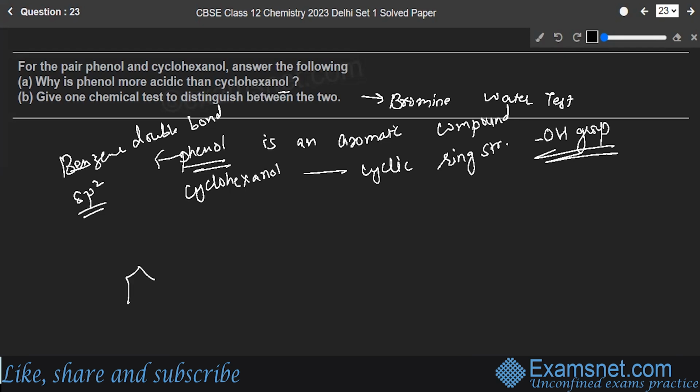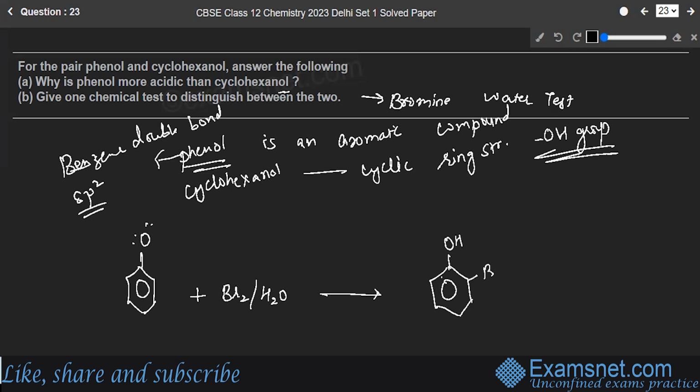See over here, this is your phenol. The oxygen lone pairs will be like this, and you are having bromine water. This gives me this structure: OH, Br, Br, Br. This is tribromophenol. While cyclohexanol does not react with the bromine water. So you got your answer, right? Let's move to the next question.